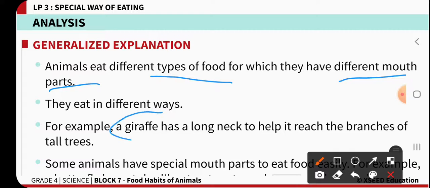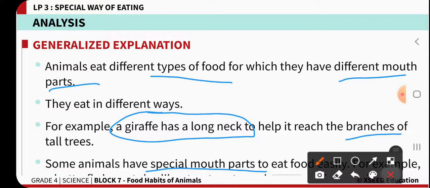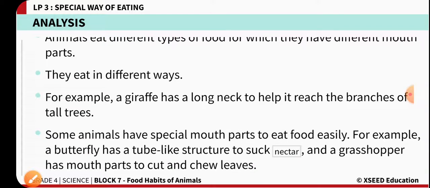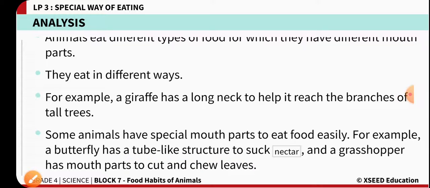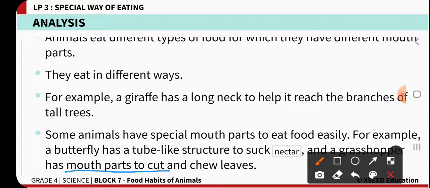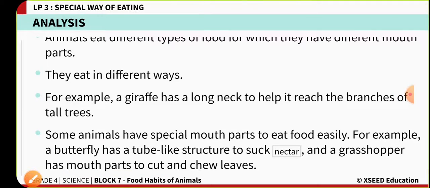Like in the case of a giraffe, it has a very long neck to reach the branches. So they have some special parts to eat. For example, a butterfly has a tube-like structure to suck up nectar, the sweetish fluid present in the flower. Similarly, the grasshopper uses its mouth parts to cut and chew leaves. So based on the food habits animals have, different body parts or mouth parts are helpful.